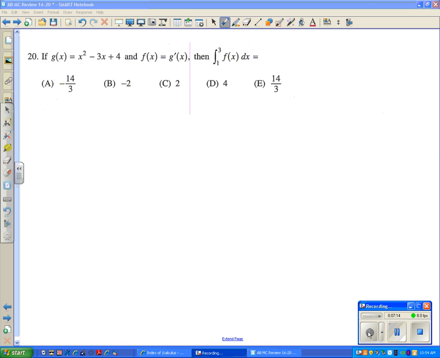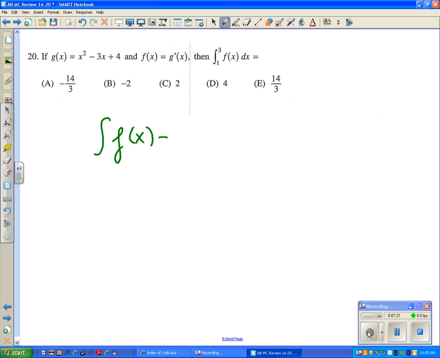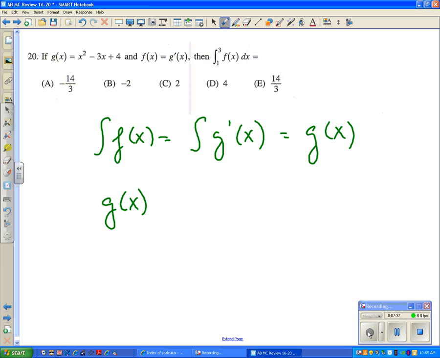Our final problem in this particular grouping, the integral of f of x has got to equal the integral of g prime x. And the integral of a derivative is equal to the function. So we're talking about taking the function g of x and evaluating from 3 to 1. So that's like saying x squared minus 3x plus 4, put in an upper limit of 3 and a lower limit of 1 and do some calculation.